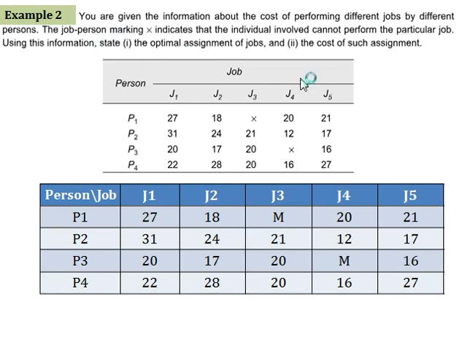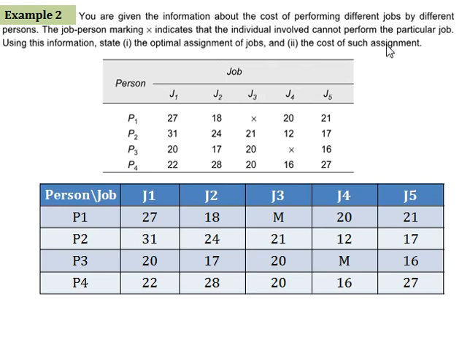As you can see in this example, different persons along with different kinds of jobs are given in a matrix indicating a payoff matrix. It means person P1 takes 27 rupees for performing job J1. If person P1 is assigned this job, then it will cost 18 rupees. Likewise, different prices are indicated here. Our task is to assign them in an optimal way which results in a minimum assignment cost.